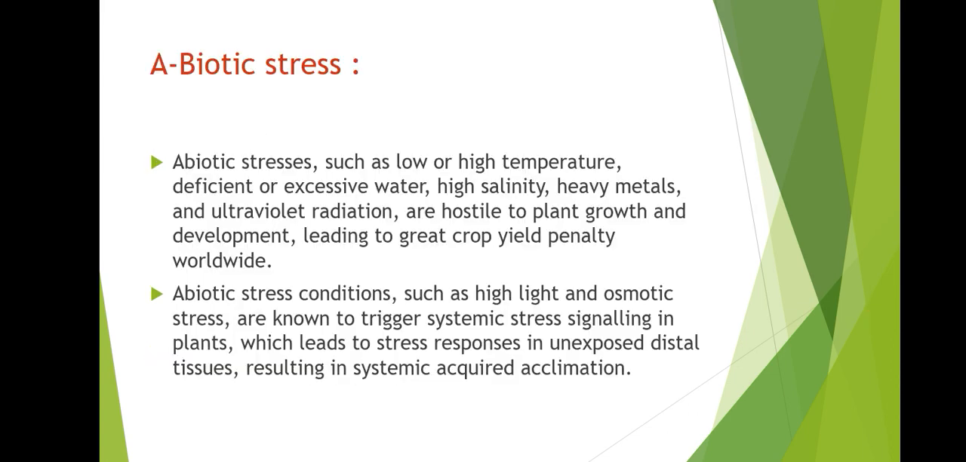Then abiotic stress. Abiotic stress such as low or high temperature, deficient or excessive water, high salinity, heavy metals, or ultraviolet radiation is hostile to plant growth and development and leads to great crop yield penalty worldwide. Abiotic stress conditions such as high light and osmotic stress are known to trigger systemic stress signaling in plants, which leads to stress responses in unexposed distal tissues, resulting in systemic acquired acclimation.